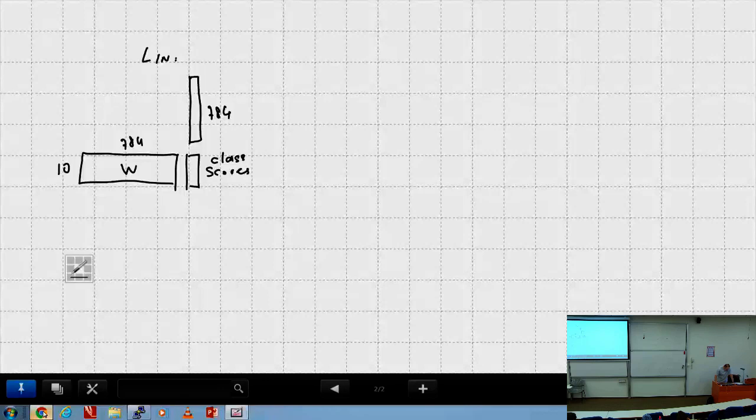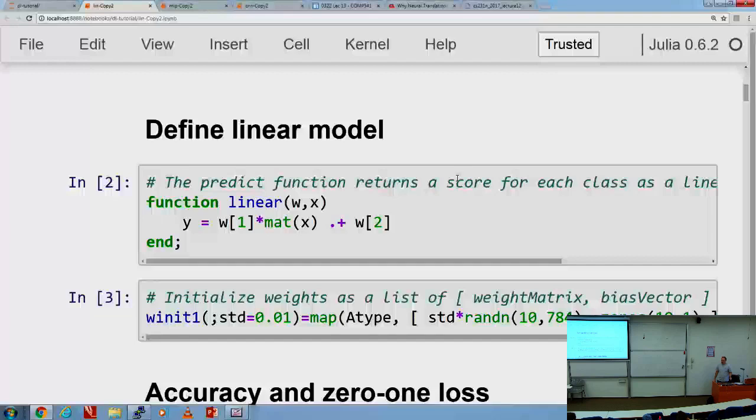So here's our linear notebook. At the end of this notebook, I added this visualization thing. But remember, it's basically taking W1 times the two-dimensional x, plus W2. And this W1 is 10 by 784. We did all this, drew the graphs, etc.